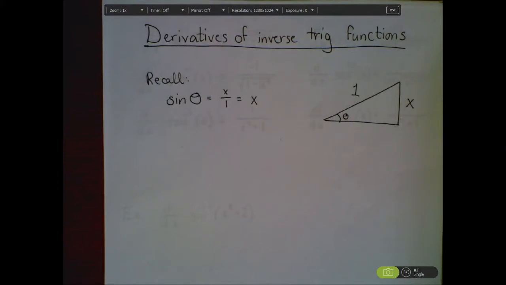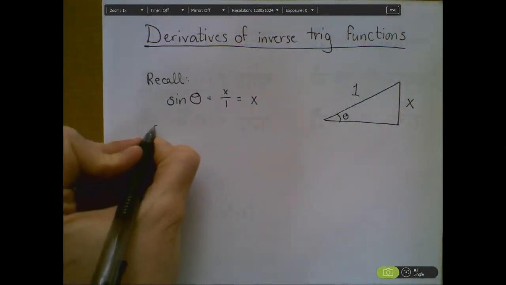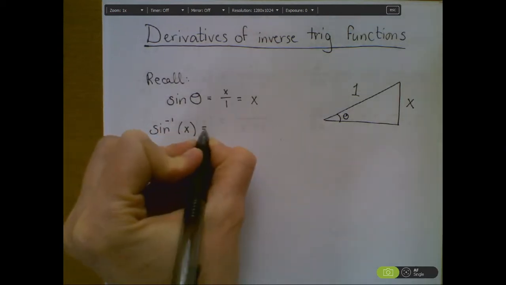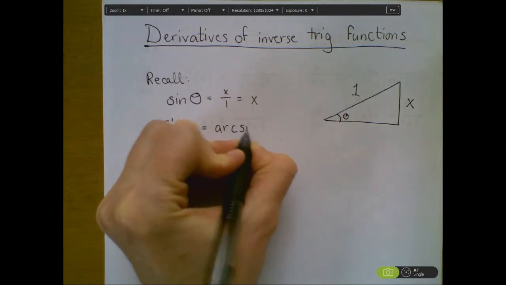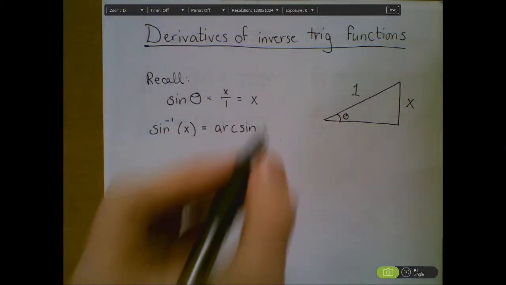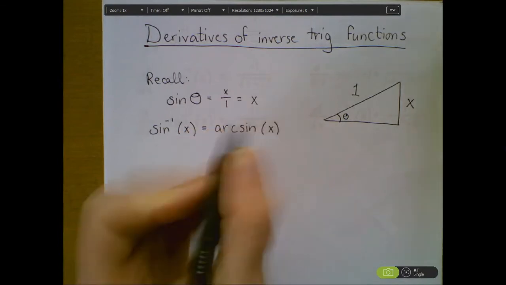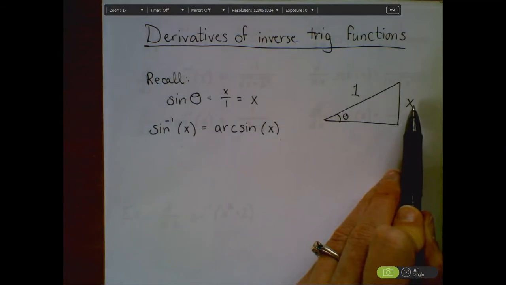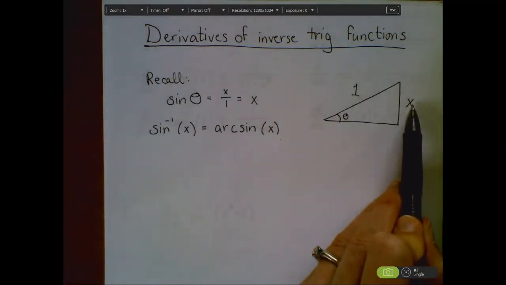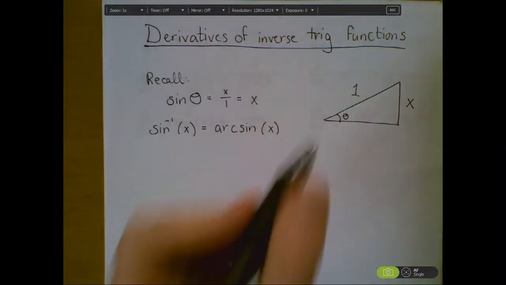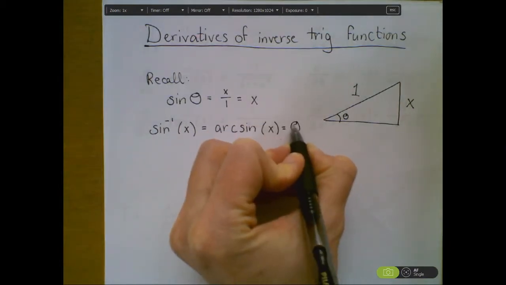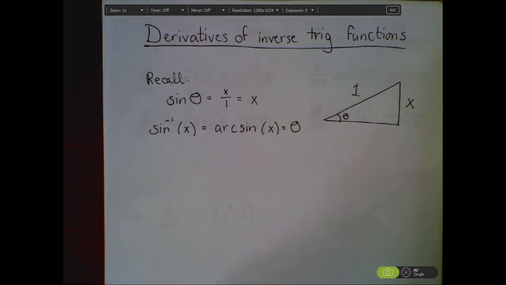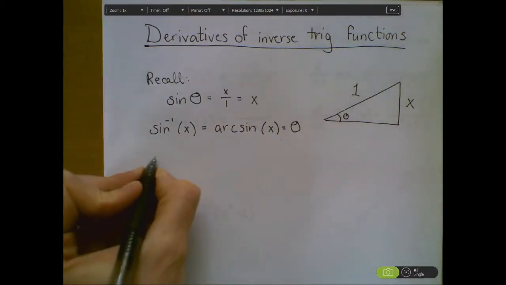So what is an inverse sine function then? I'll say sine inverse of x, which is also sometimes called arcsine. That's just this particular inverse trig function of x. This is saying that instead of plugging in my angle theta and getting out an x, I'm plugging in the height x into the inverse function, and I should get out the angle theta. So it's just undoing what the sine function does. And now we're going to talk about what is the derivative of this function.